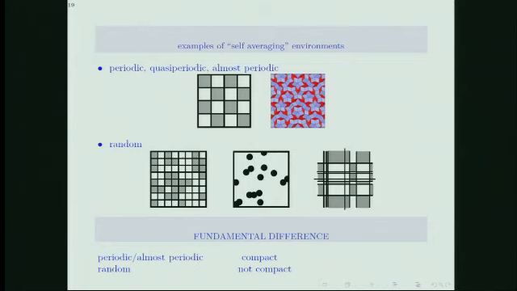So the reason I'm putting them like that is that there is a fundamental analytic difference between periodic, almost periodic, and random. In some sense, periodic is compact, while the general random setting is not compact, and that creates tremendous mathematical difficulties to study the homogenization. More or less, you have to do something completely different to do the second.